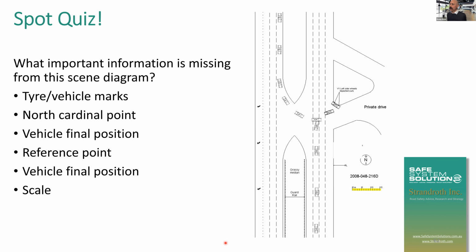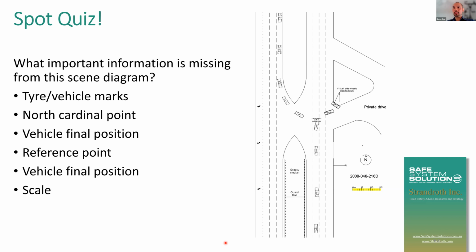So we did have a bit of a spread on this one, but most people are saying tyre and vehicle marks are not present. Okay, this one is a very tricky one. I seem to be the king of quick, tricky quizzes. Okay, so the correct answer is actually a reference point. If you look at the diagram, there's actually no reference point at all. So if you're reconstructing this, it can be very difficult to get an understanding of where things should be positioned.